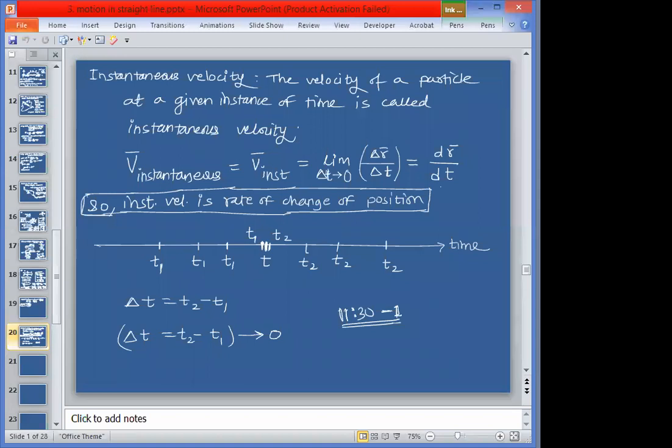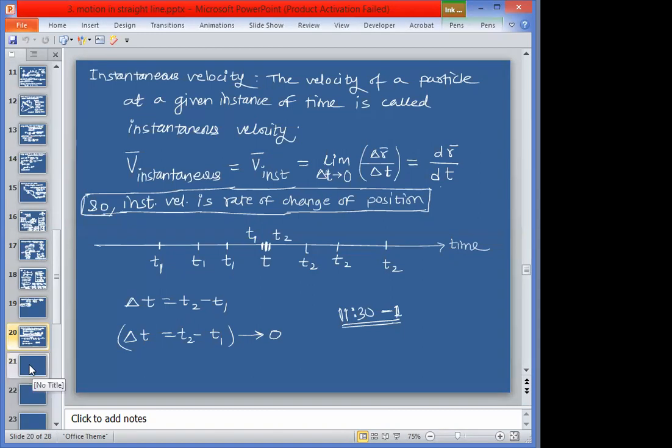At a given instant t, you allow a very small change in time, so it is dt. In that very small change in time, there will be a very small change in position, dr bar, and the change in position means the displacement. So very small displacement upon very small time, that is instantaneous velocity. Of course, instantaneous velocity can also be written as the rate of change of position, d by dt, meaning time rate. So it is d by dt, the derivative of position with respect to time. Okay, fine.